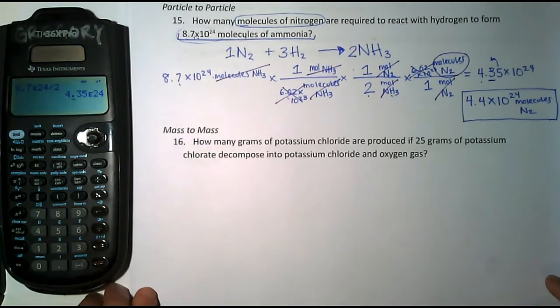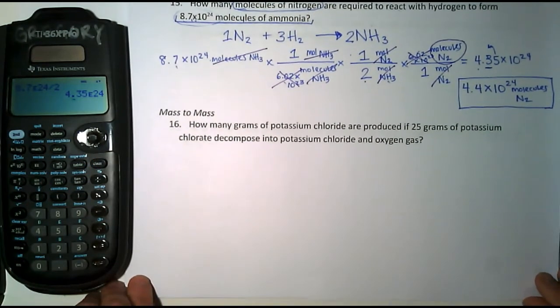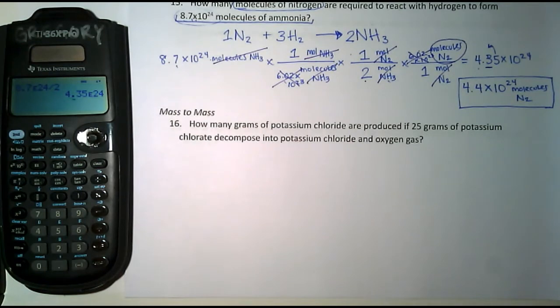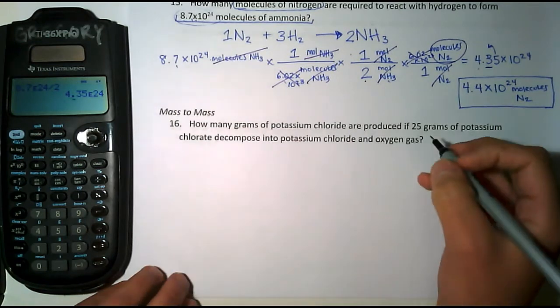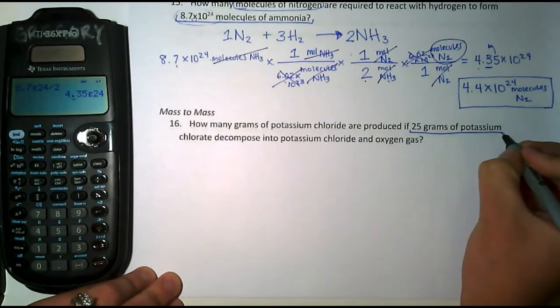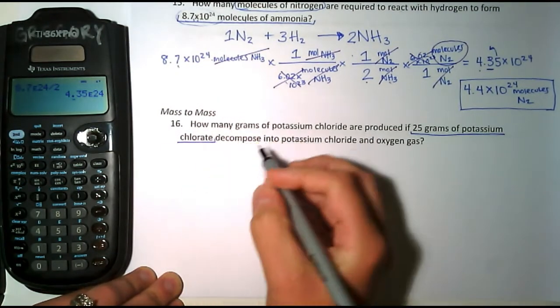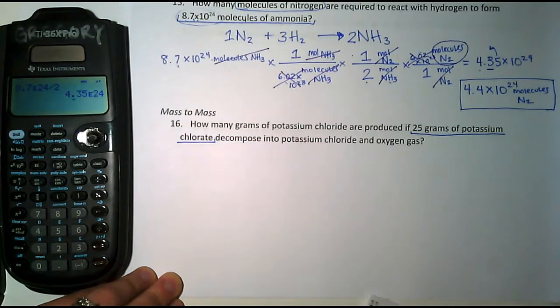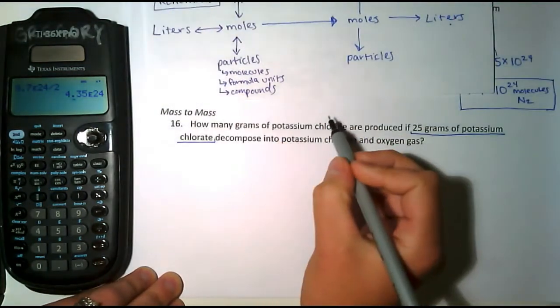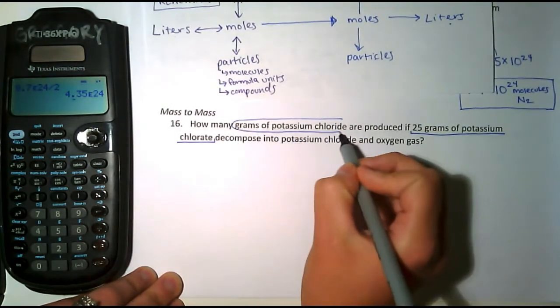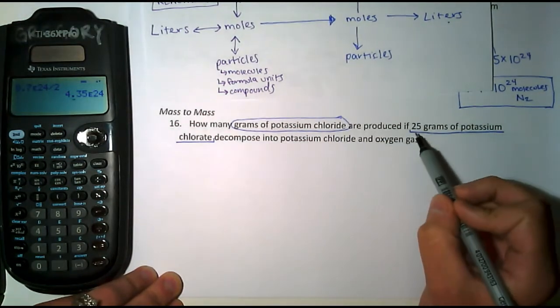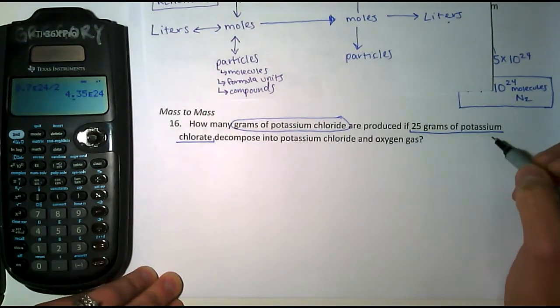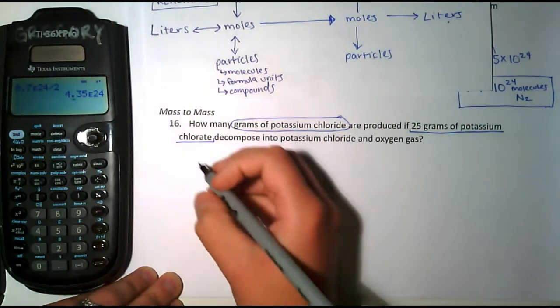So now let's look at a mass-to-mass problem. So this one says, how many grams of potassium chloride are produced if 25 grams of potassium chlorate decomposes into potassium chloride and oxygen gas? So, how many grams of potassium chloride? So that's what we're looking for. And it gives us 25 grams of potassium chlorate. So we have those underlined.